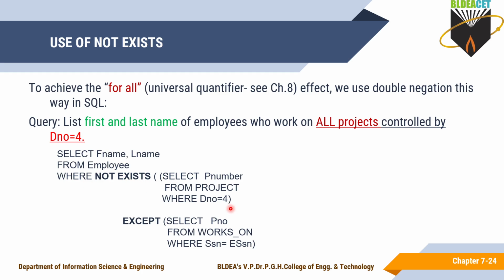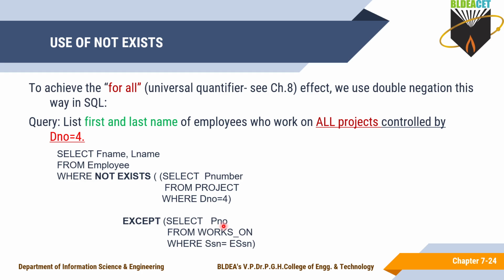In the first inner query you have to specify the condition. The given condition is all projects controlled by department number 4. So select P number from project where D number equals 4. In the project table, where D number equals 4, those project numbers you want to retrieve. It just retrieves the project numbers that are controlled by department number 4. Next you have to check whether the employee works on all those projects or not. That information you get from the next inner query.